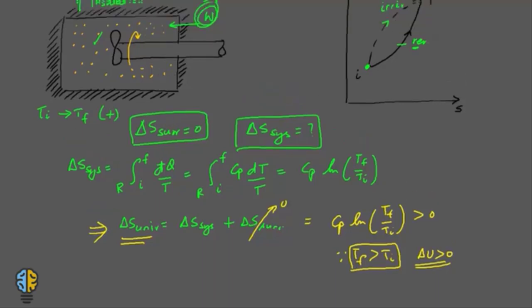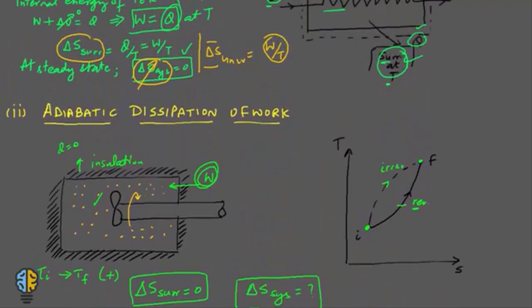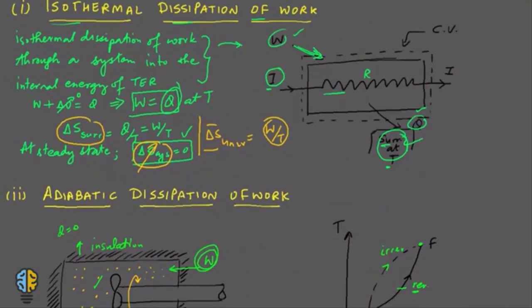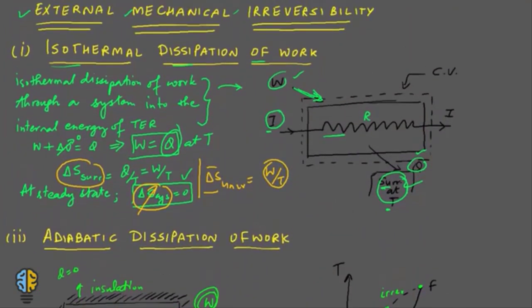Now this was the video in which we showed the processes which had external mechanical irreversibilities. After this, let's move on to the next topic and talk about entropy transfer with heat flow.